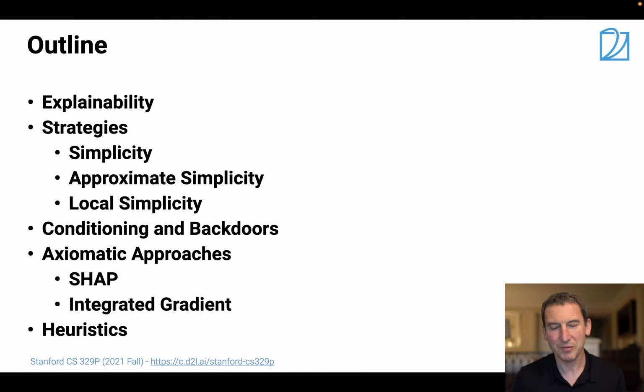So I'll first cover a little bit what it actually means to explain a model. Then we'll look at a couple of simple strategies in terms of finding simple functions. Then we'll look at statistical dependencies, for instance, conditioning and backdoors. And in the end, we'll look at some more modern approaches such as SHAP, integrated gradients, and some heuristics.